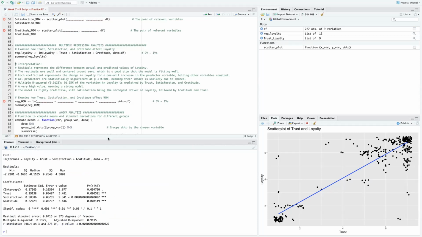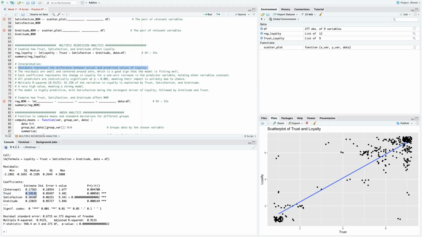All right, excellent. So we have the result for multiple regression right here. Of course, you can check the p values so you can see all the independent variables are significant. All right, but let's look at some other indices as well. So residuals. The residual represents the difference between the actual and predicted values of the dependent variable loyalty. So you can see the residuals here are very small and centered around zero, which is a good sign that the model is fitting well.